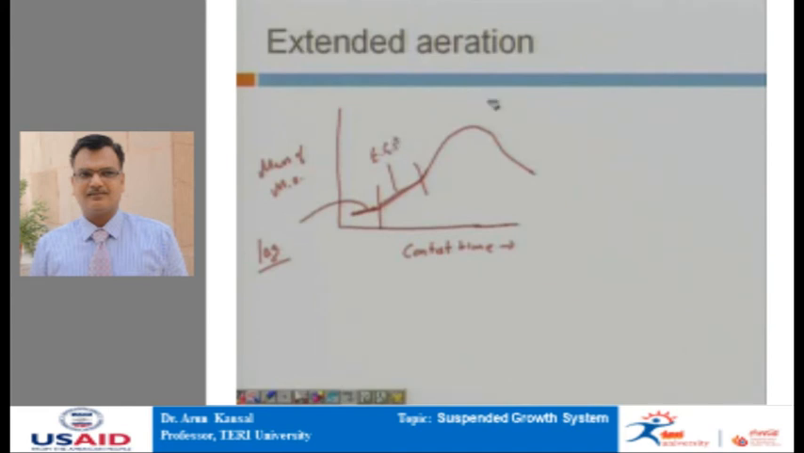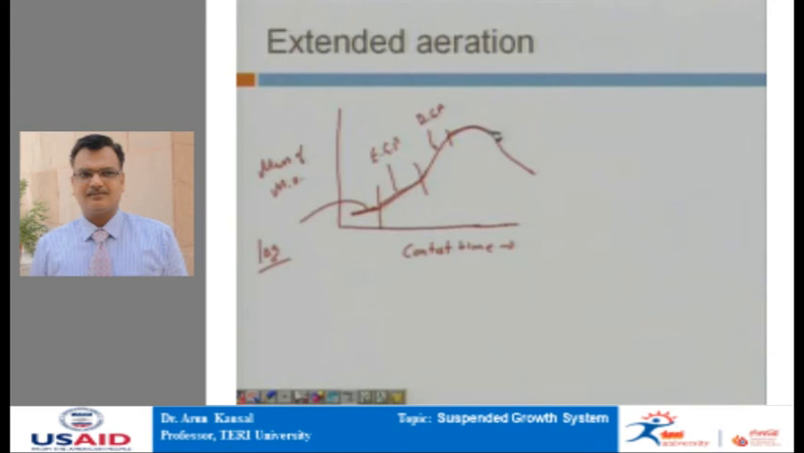Exponential growth phase is the one where organisms start multiplying at a very fast rate. Then comes the declining growth phase, in which organisms are growing, but the growth rate is not the same as it was in the previous stages. So it is growing at a declining rate.